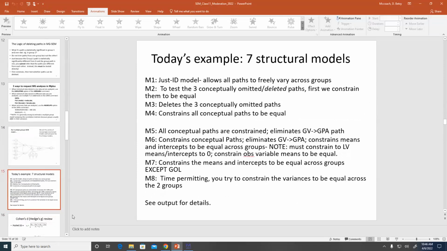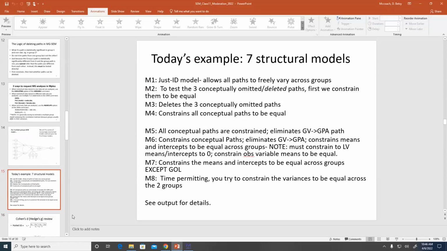Maybe this is where we should go on. So here in our example today, we're going to look at 7 structural models. The just identified model, then we're going to test those 3 conceptually deleted paths. We're going to constrain them to be equal. We'll test to see if we can delete the conceptually omitted paths that we can constrain to be equal. Then we'll see if we can constrain all the conceptual paths to be equal.